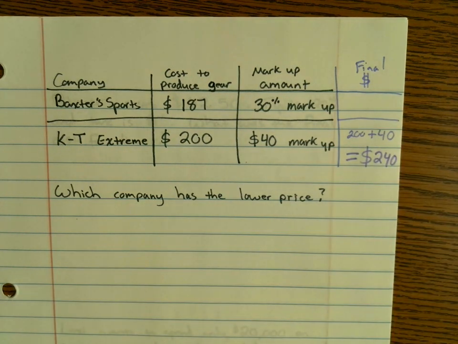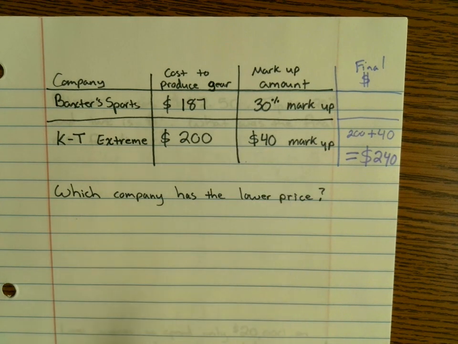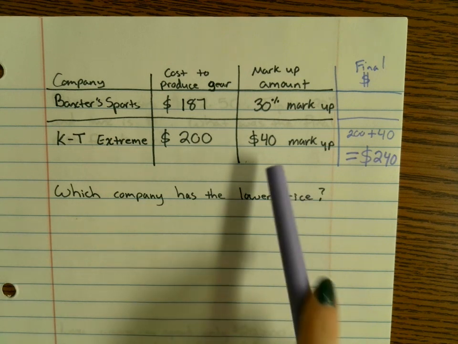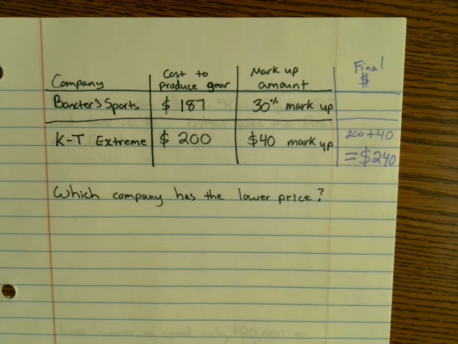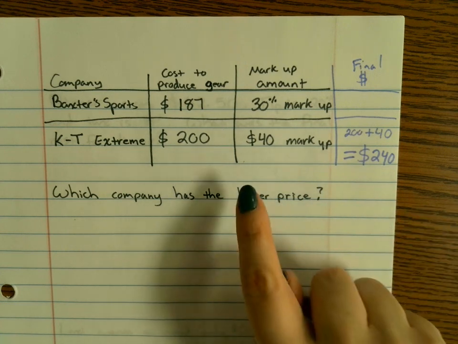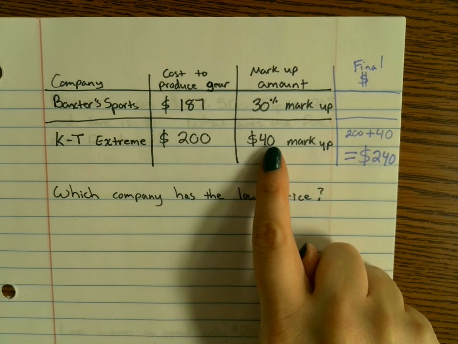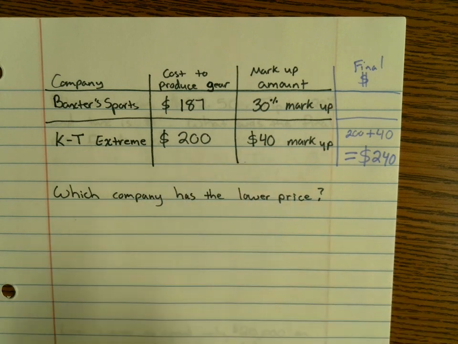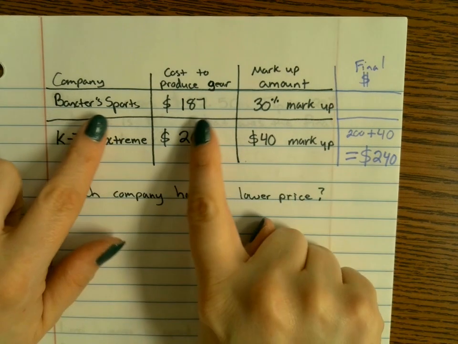$240 for KT Extreme. That was an easy one because if it's already written as a dollar markup or a dollar discount, then you're just going to add or subtract depending on the situation with the dollar amount. In this case, because it's a markup, the price has to go up, and the only way we can increase the price is to add on to the price. So we're adding that 40 onto the 200.